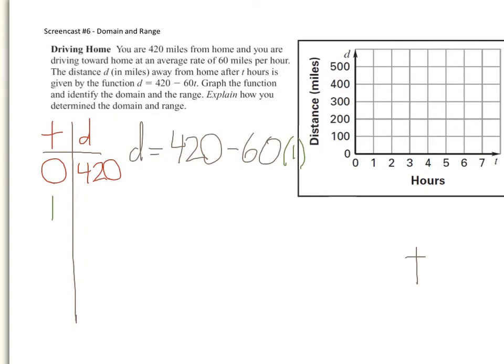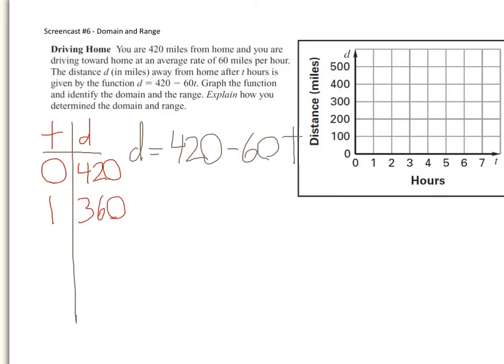So in other words, we've driven for 1 hour, which means 60 miles per hour is what we're driving, so 60 miles are done. All right, so let's see here. We got 420 minus, of course, 60 times 1 is 60, and 420 minus 60, 360 miles now. So after 1 hour, we still have 360 miles to go. All right, so we're doing well.